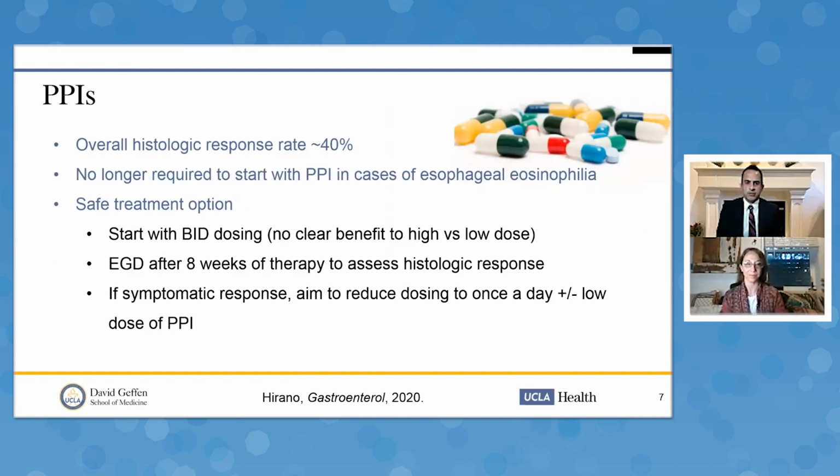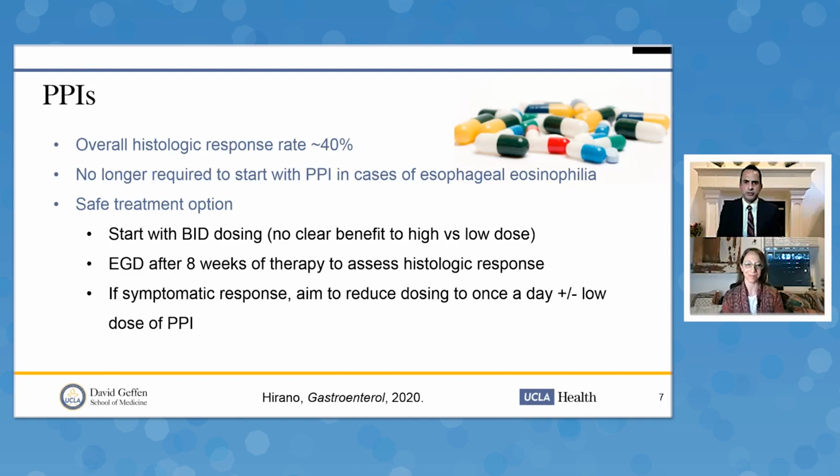So let's talk about the first medication option, which are the PPIs. The overall histologic response rate is thought to be about 40%. Now, initially it was thought that in order to have EoE, you could not have reflux or you could not have GERD. And so patients needed to be treated with a PPI to prove that they didn't have GERD, and then they were more likely to have eosinophilic esophagitis.